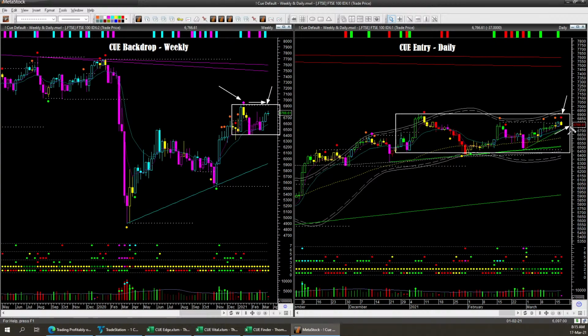FTSE itself doesn't have a short setup because trendline support, sorry, not trendline resistance, trendline support is nearby. If this trend line support is broken, we may look for shorting opportunities in individual fundamentally weak stocks. That would be using the box kind of scenario on the index and then looking for weakness in individual stocks.